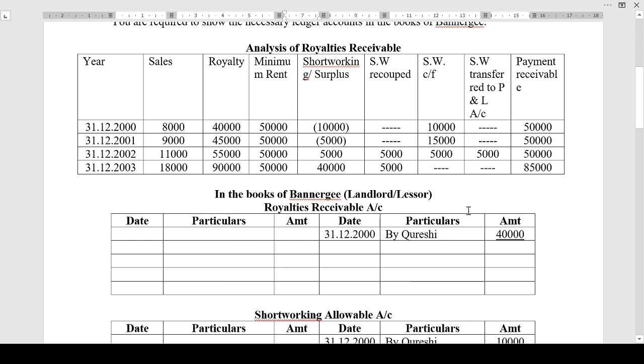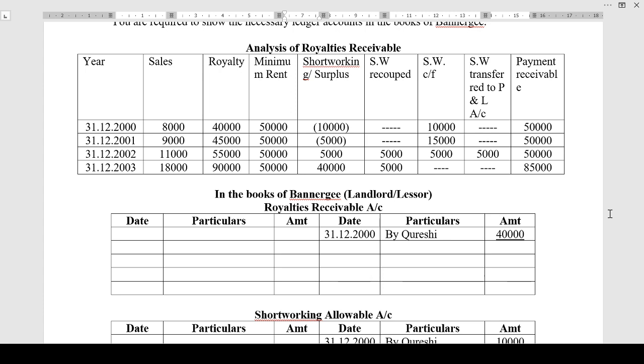So what's the entry? The royalty. We are in the books of the landlord. The royalty is an income or an expense? Income. So which side will it come in the profit and loss account? Where do the incomes come in the profit and loss account? Debit or credit? Credit. Correct? Incomes come on the credit side.